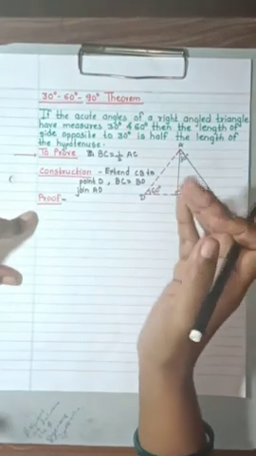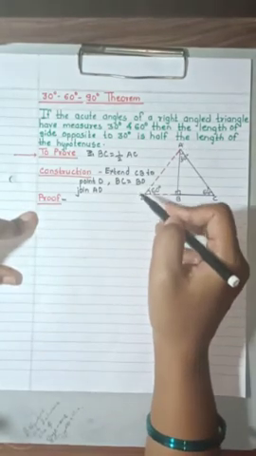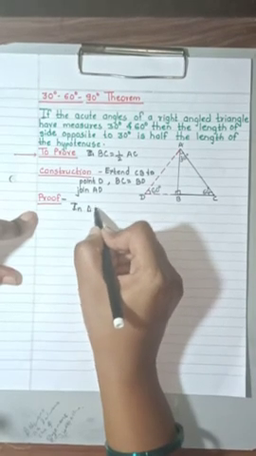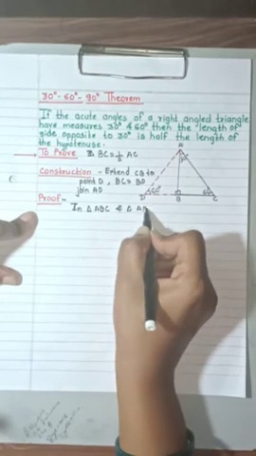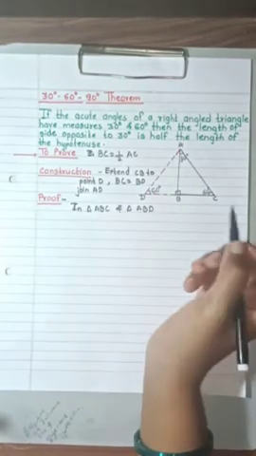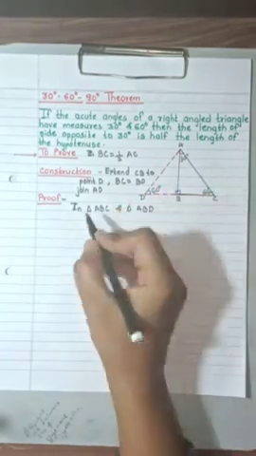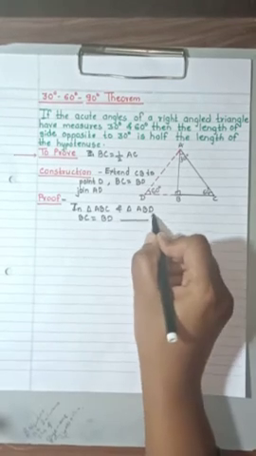Now let us move on towards the proof. Here also we get two triangles, that is ABC and ABD. So in triangle ABC and triangle ABD, you can see here that BC is equal to BD from construction. Write down here from construction.